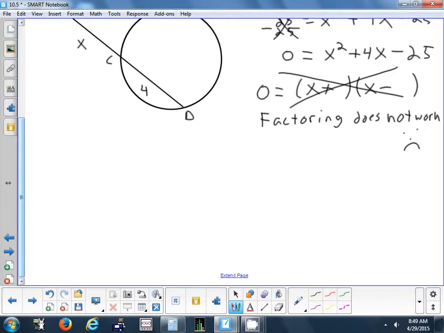Does anyone remember what the 3 letters were in the quadratic formula? 3 letters. Those aren't the letters, though. Is there a B? There's a B. There's an A and a C. Yeah, there's an A, a B, and a C. Does anybody remember what the quadratic formula is?